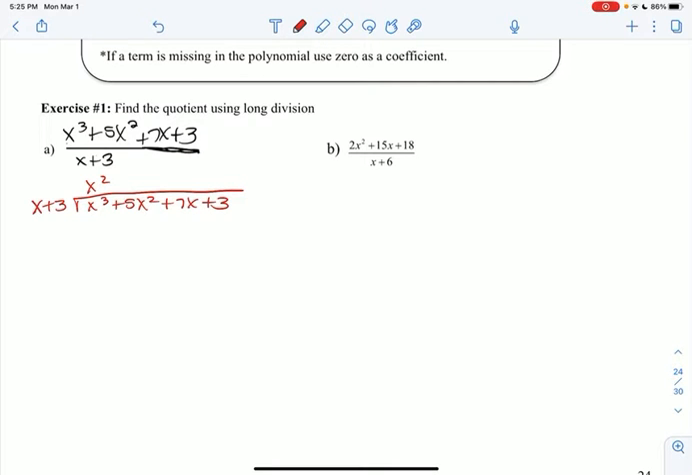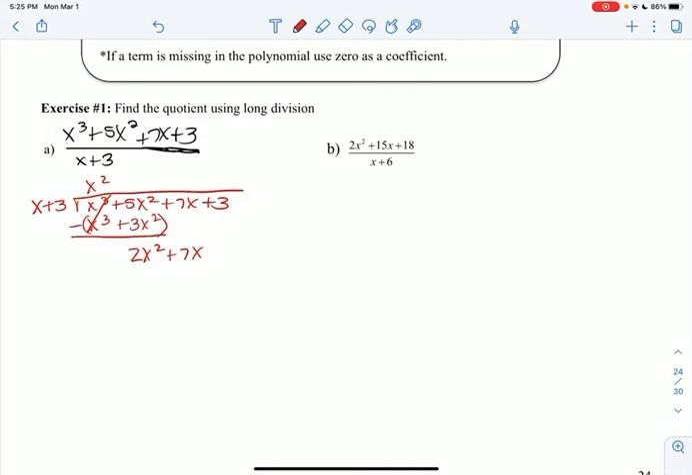Now multiply. x times x squared is x cubed. 3 times x squared is 3x squared. Now I'm subtracting that. I'm subtracting the whole thing though. So the x cubes cancel. 5x squared minus 3x squared is 2x squared. All right, and I bring down the 7x.